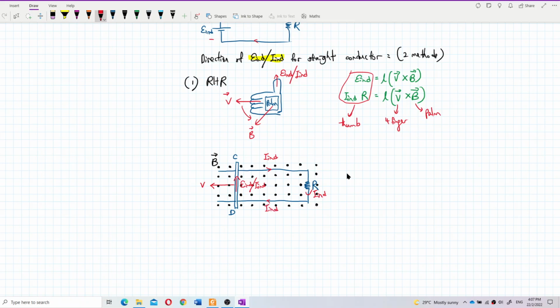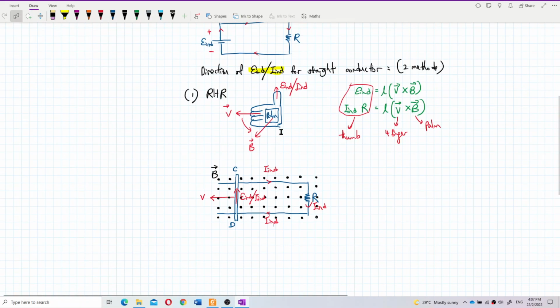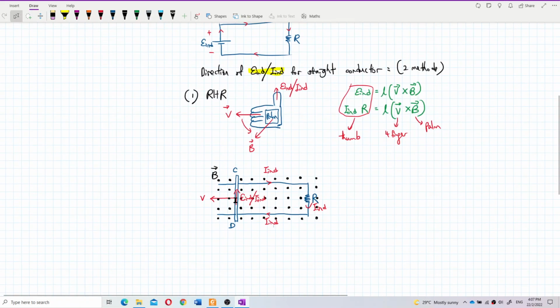So my induced EMF direction, using this right hand rule method, I found my induced EMF is going up. So same goes to my induced current, also going up. So the induced current comes out from C, goes to the resistor, goes to D, and enters D. And then goes up again. Yeah, repeat the cycle.